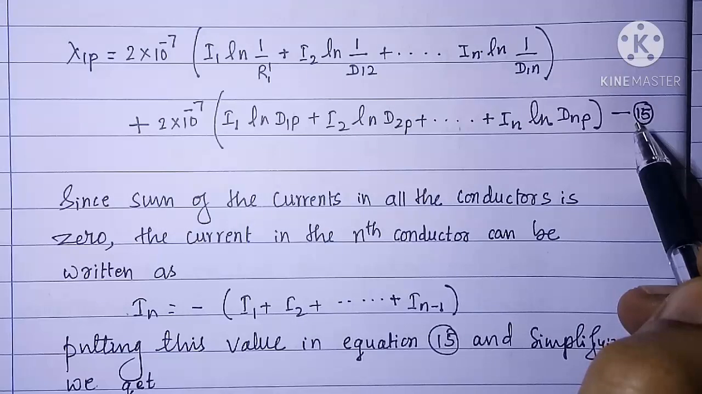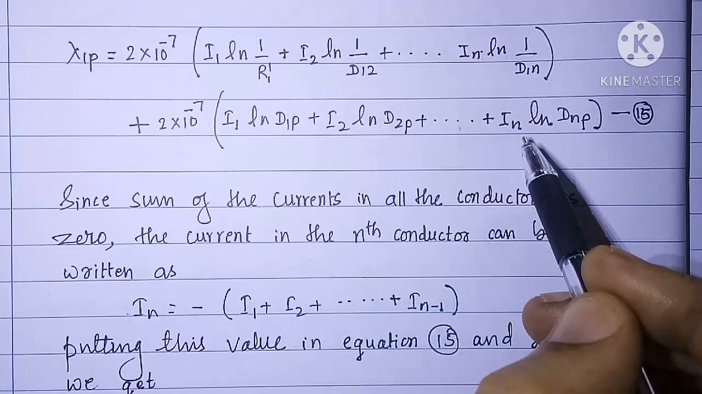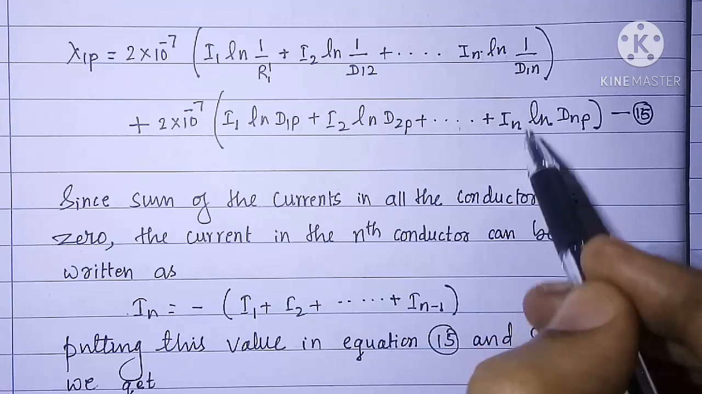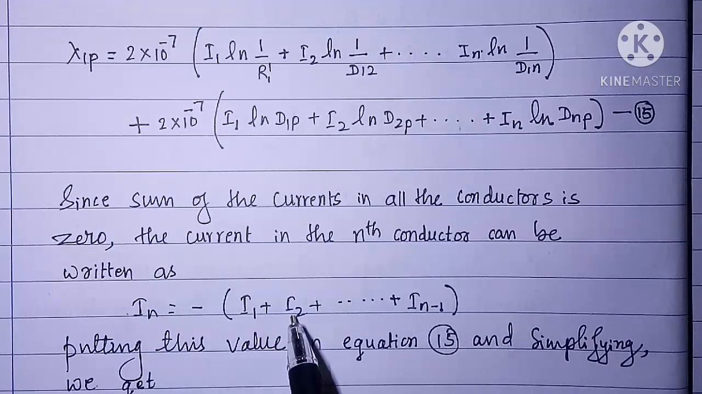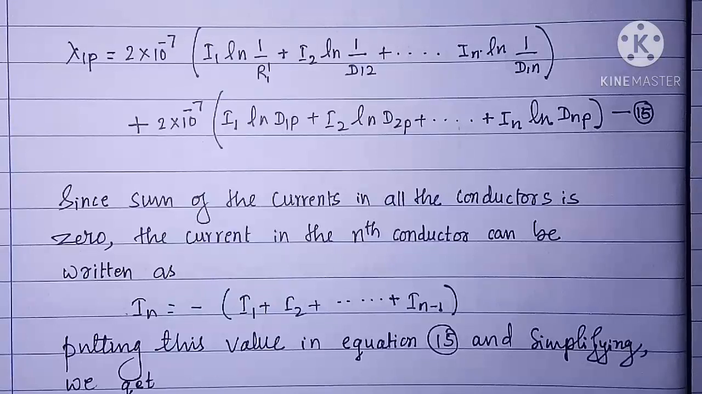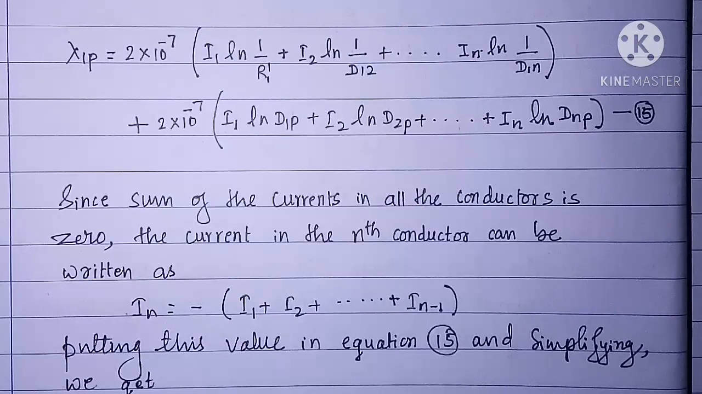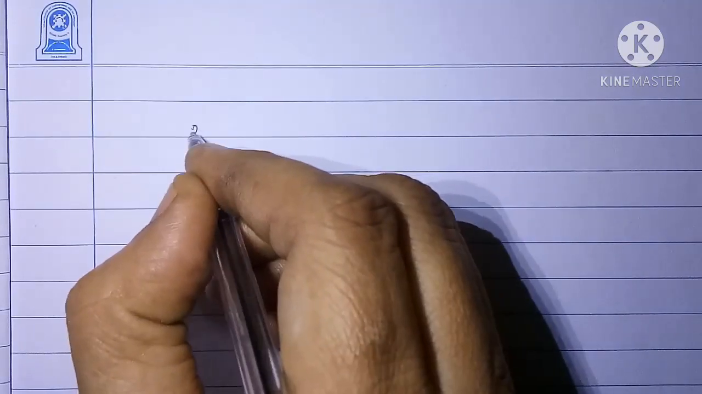Now in equation 15, in the second term here, in place of In you substitute for minus of I1 plus I2 plus and so on up to In minus 1. We will see here what happens now. Only I will show the simplification for second term.